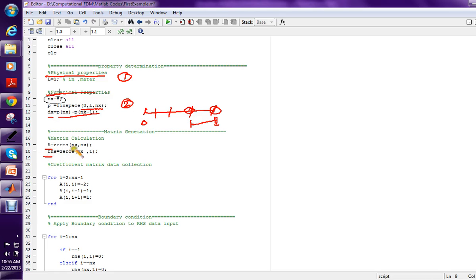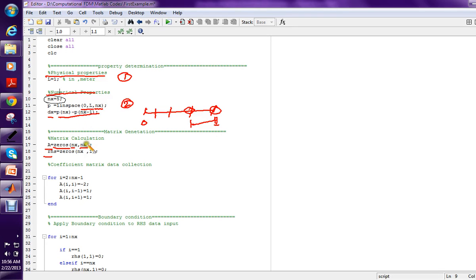We have seen that zeros is a built-in function in MATLAB that can generate a matrix with nx equal to the number of rows and number of columns. So how many unknown values do we have in this domain? 5, right? So the number of columns and number of rows must be equal.